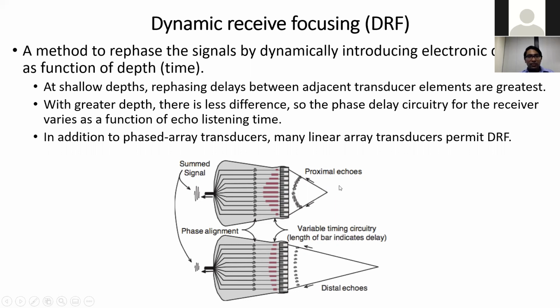And in dynamic receive focusing, the difference is that we change our delays depending upon how deep we are imaging. So the deeper we go, we know that more time it will take for these echoes to come back to us. So we will delay a receive signal by a bigger amount. And that's what is called dynamic receive focusing.